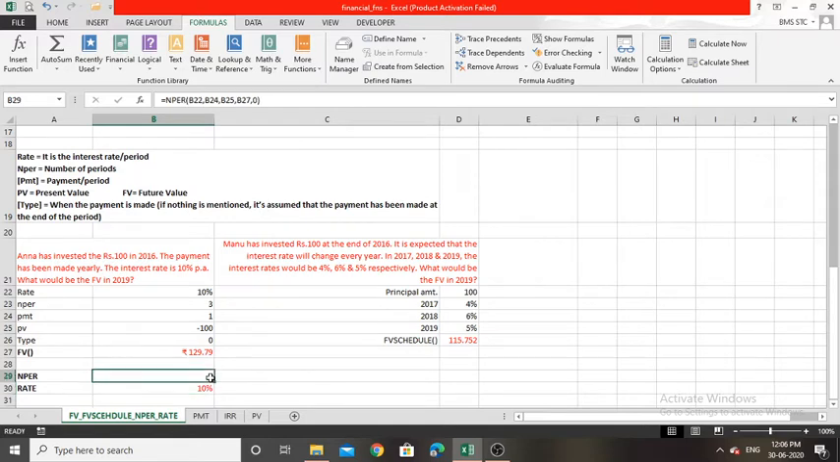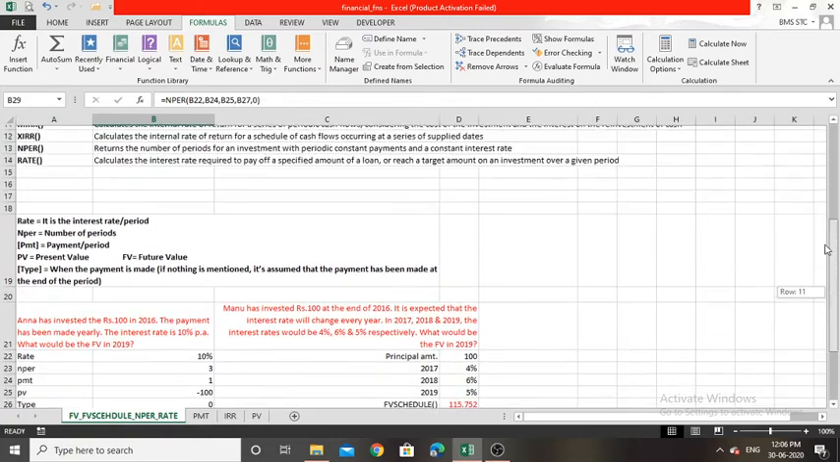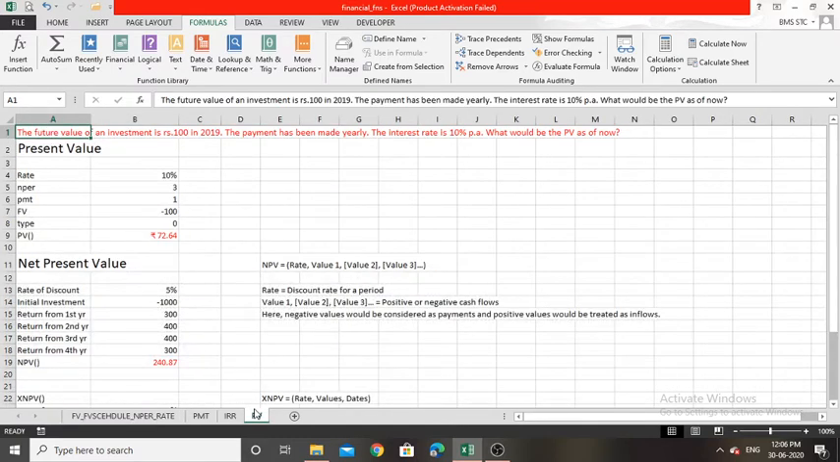So this is how we will calculate future value: FV with schedule, NPR, and rate. Now let's move on to PV, present value. Present value is mainly used to calculate the present value of an investment, that is, the total amount that a series of future periodic constant payments is worth now. So we know the future value, but we don't know the capital we need now. To find that present value, we use the PV function in MS Excel.